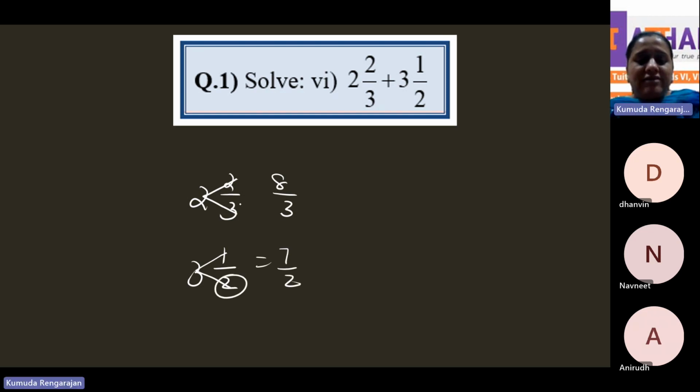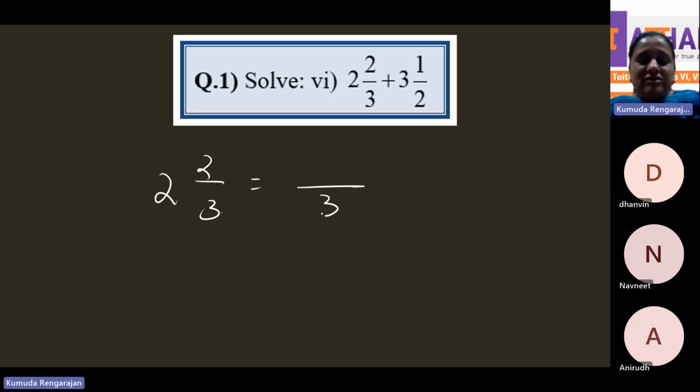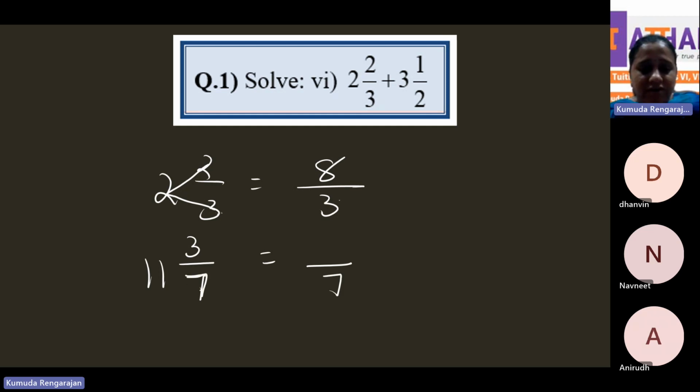This denominator you should write as it is. 2 2 by 3. This denominator 3 will come as it is. The numerator will be 3 2s are 6 plus 2, 8. For example, 11 3 by 7. The denominator 7 will come as it is. The numerator will be 7 11s are 77 plus 3, 80. 80 by 7.